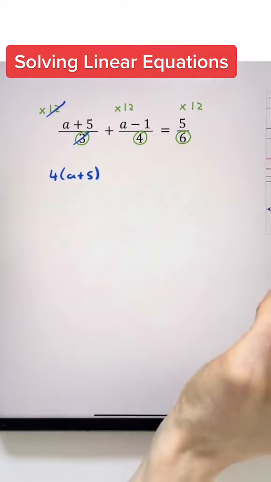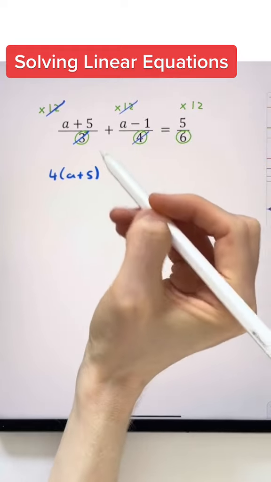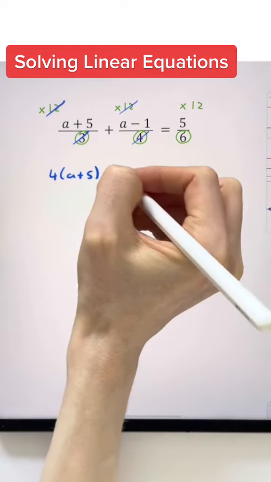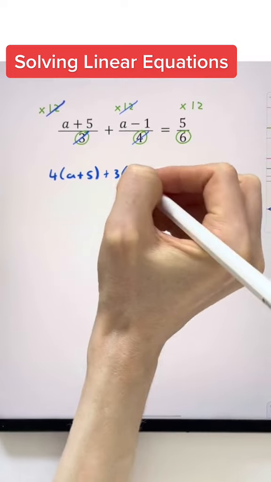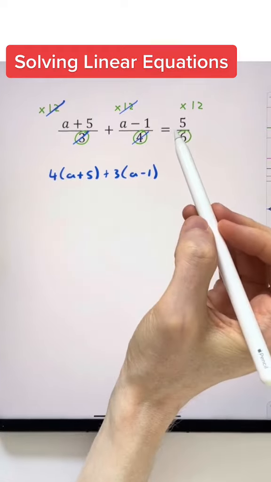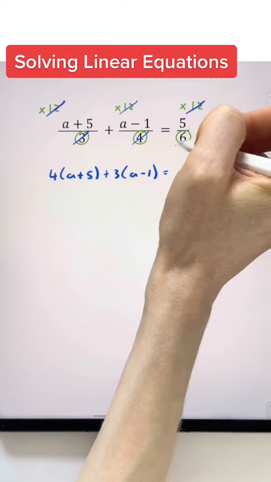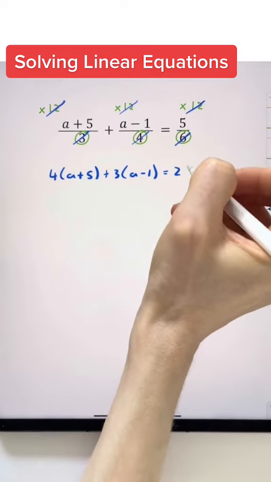For my second fraction, again times by 12, well I know that 12 divided by 4 is 3, and the sign outside is plus, so I'm going to have plus 3 lots. Again, I've got 2 terms, single brackets of a minus 1. Don't forget I've got to multiply the whole equation by 12, so on the right hand side, I now have 12 divided by 6. 12 divided by 6 is 2, so I've got 2 lots in my numerator, which in this case is 5.